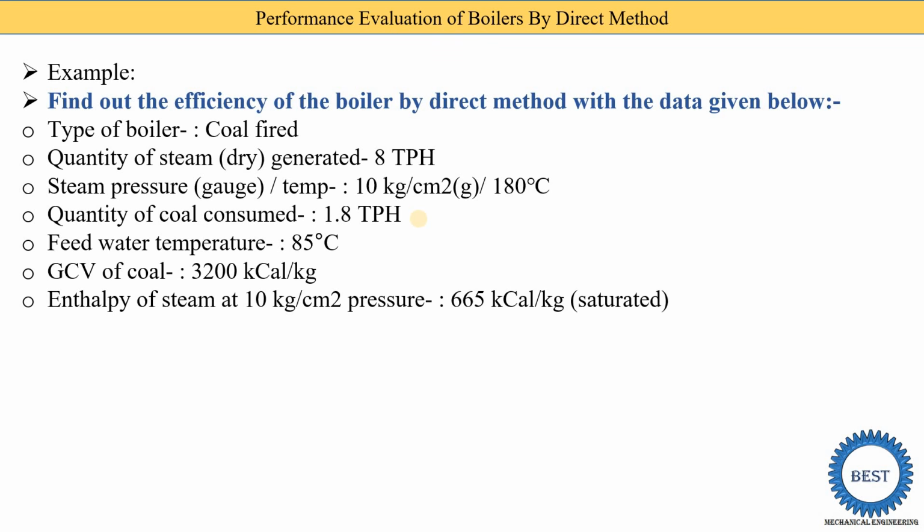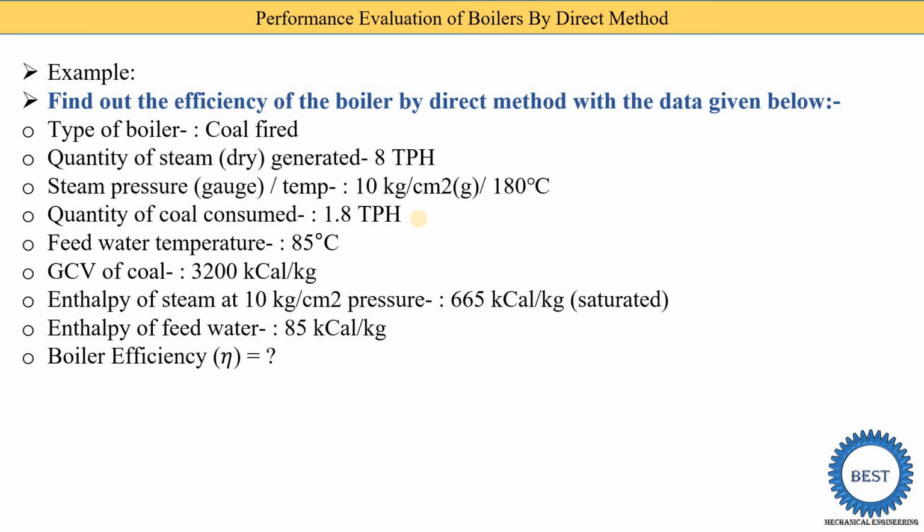Now the enthalpy of steam at 10 kg per centimeter square of pressure is 665 kilocalorie per kg, and it is saturated. We know that to find the enthalpy we require the type of steam as well as the pressure and temperature. So how is this enthalpy found? In a boiler, the steam pressure and temperature are measured, and from that we are able to find the enthalpy. But in this numerical, the enthalpy of steam and the enthalpy of water are directly given. So the enthalpy of the feed water is 85 kilocalorie per kg, and we need to find the efficiency.